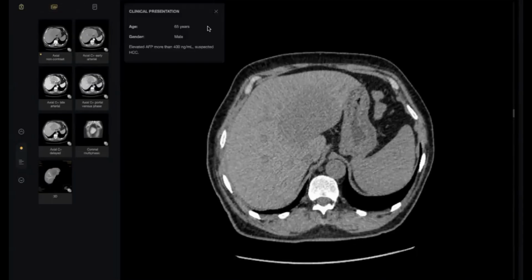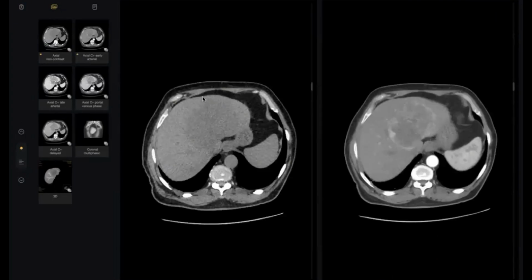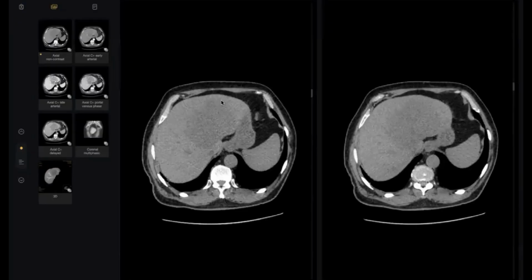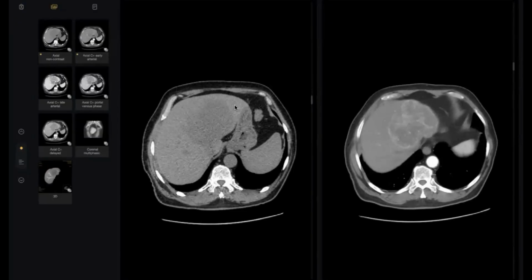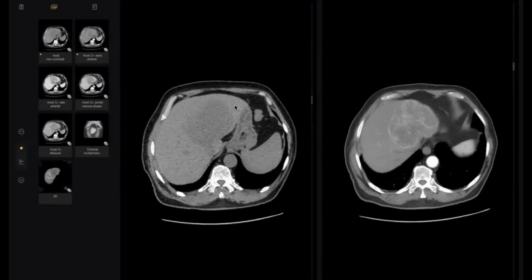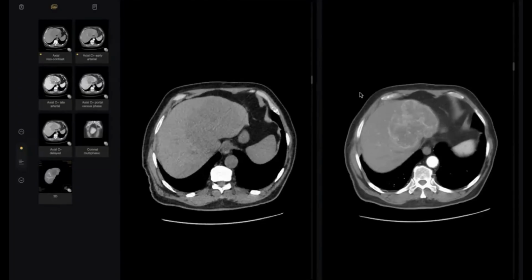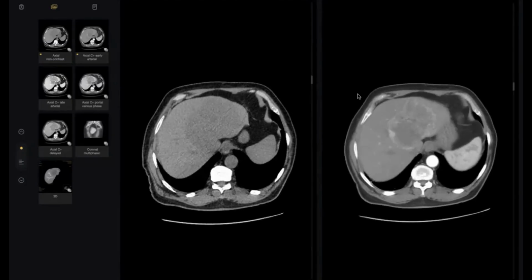Welcome, doctor. This is a 65-year-old male patient with elevated alpha fetoprotein and suspected HCC. I have been provided with a multiphasic CT liver dynamic, with a non-contrast phase and early arterial phase on the left side. On the non-contrast, the liver has slightly undulating margins, but it is not clearly cirrhotic.